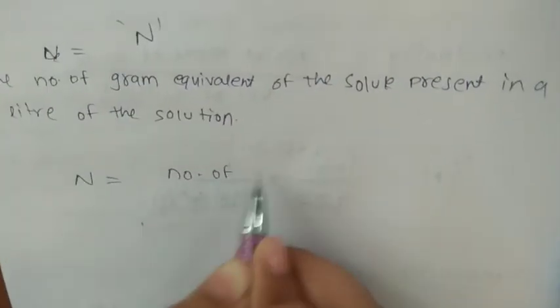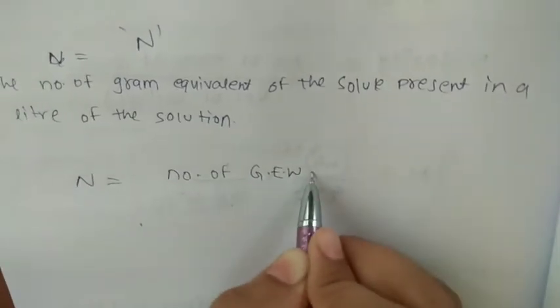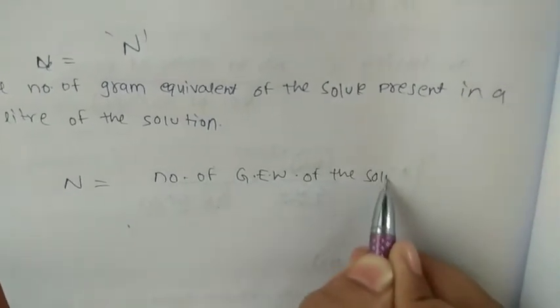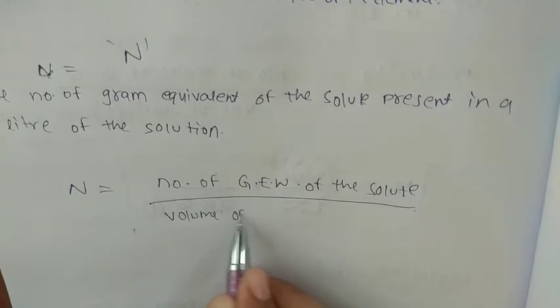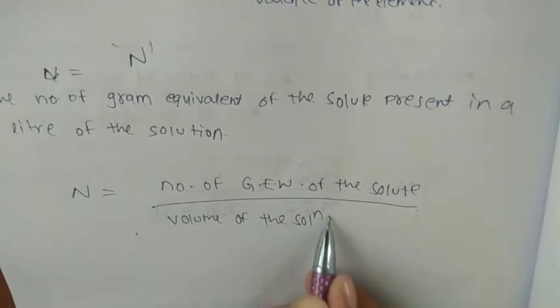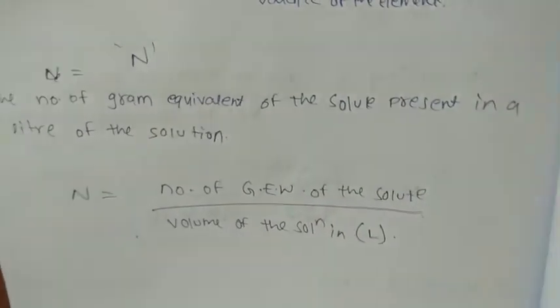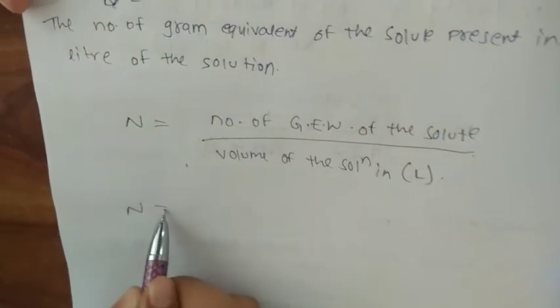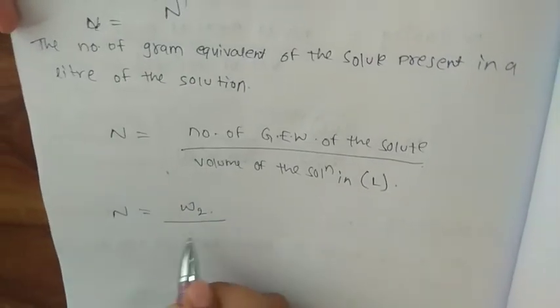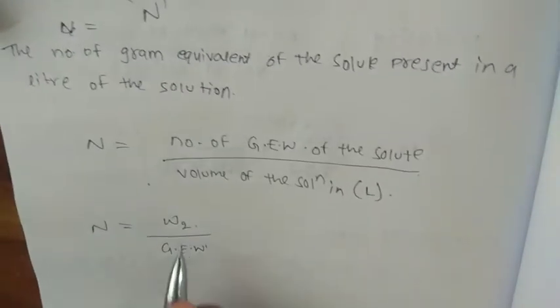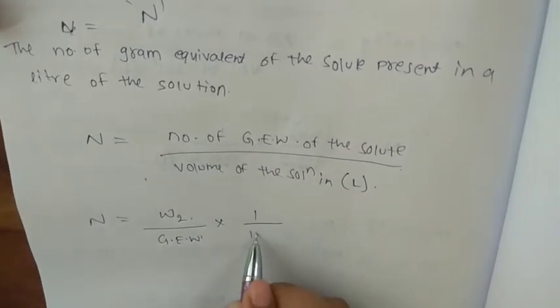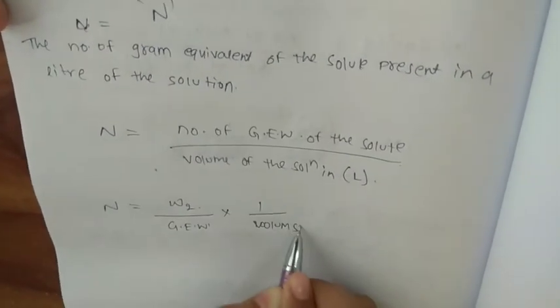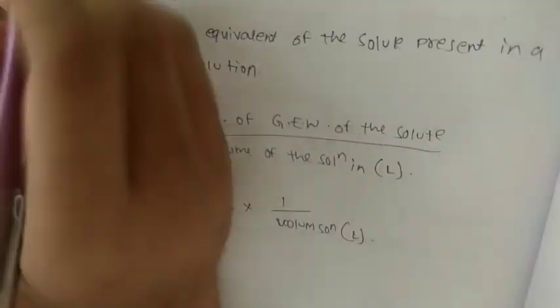Normality equals number of gram equivalent weight of the solute to the volume of the solution in liters. For easy calculation, normality equals weight of the solute to the gram equivalent weight, so weight of solute by gram equivalent weight of solute into 1 by volume of solution in liters. So it is about normality.